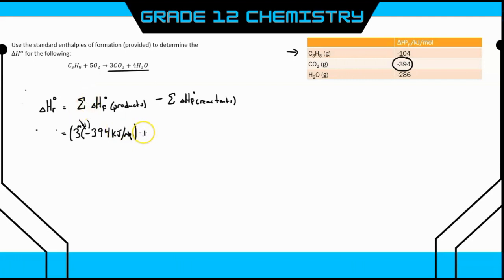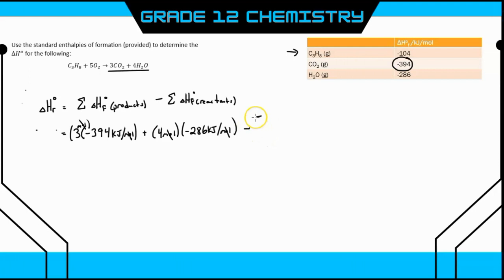Okay, and then it's a sum. So we need to add for water, so 4 moles times the enthalpy of formation for water, which is minus 286 kilojoules per mole. You can see our moles cancel.